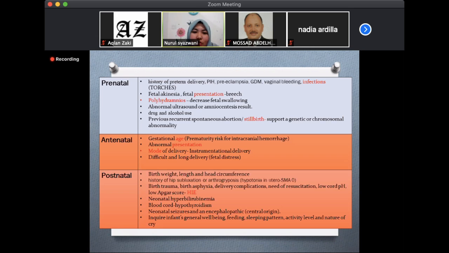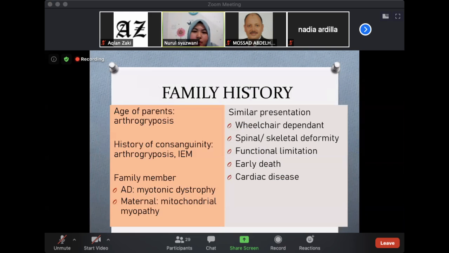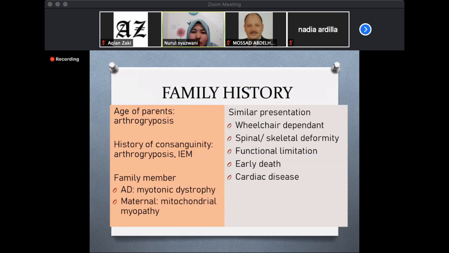And for postnatal, we need to check the birth weight, length, and head circumference to see if there is any failure to thrive or short stature. We also need to ask about birth trauma, birth asphyxia, delivery complications, and neonatal hyperbilirubinemia, which suggests hypothyroidism, and others. Okay, for family history, the age of the parents is important.